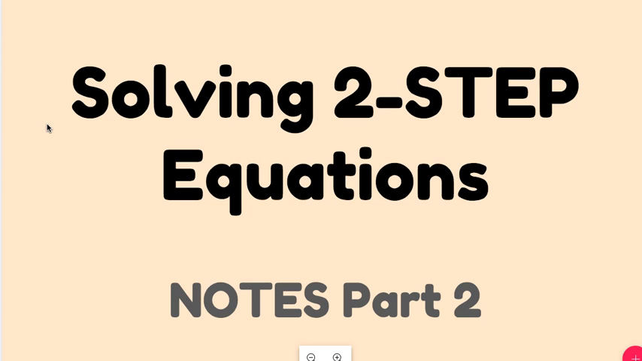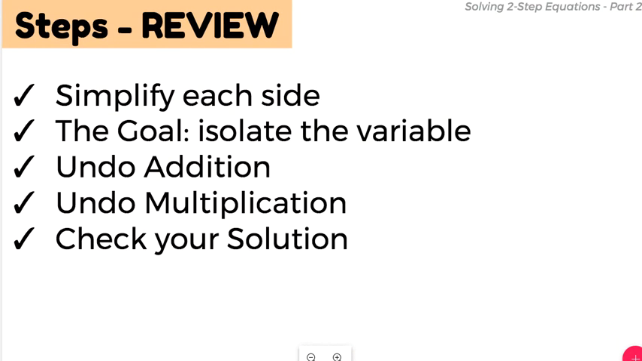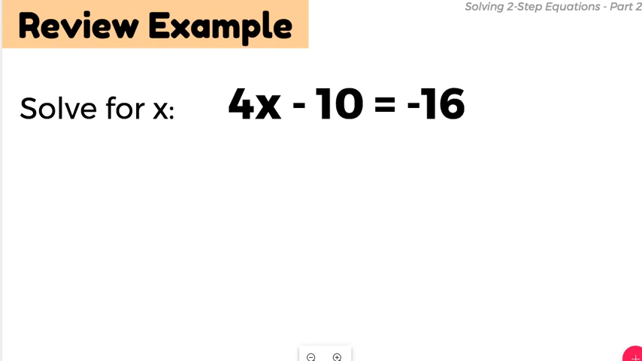All right, we're going to continue looking at solving two-step equations. Let's do a quick review of our steps. You do not need to write these down. We're simplifying each side, remembering our goal to get the variable by itself. Then we undo our addition, undo our multiplication, and check our answer. So let's jump right in.